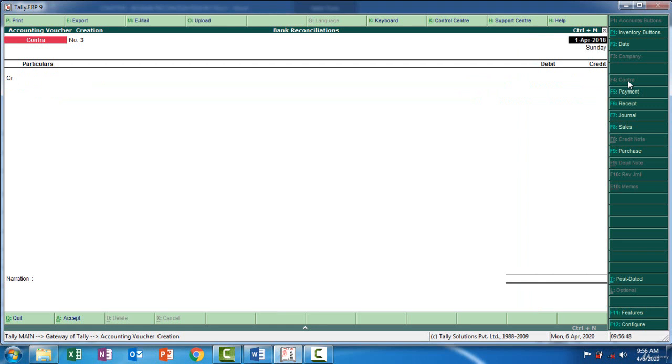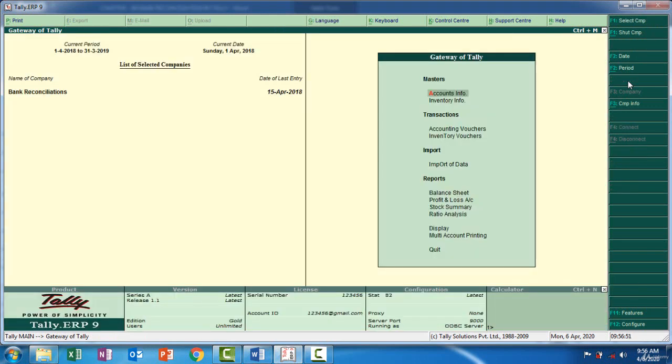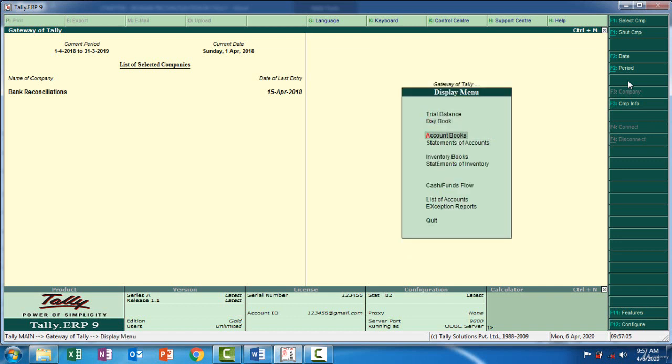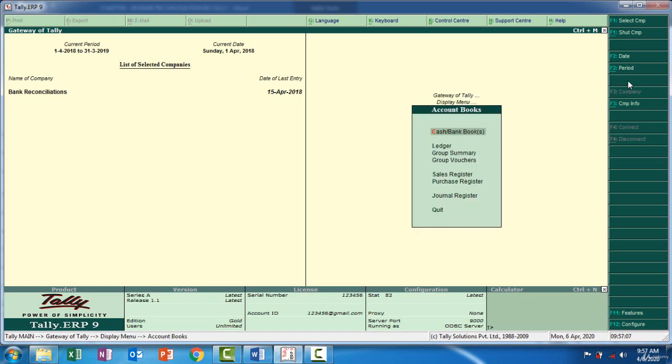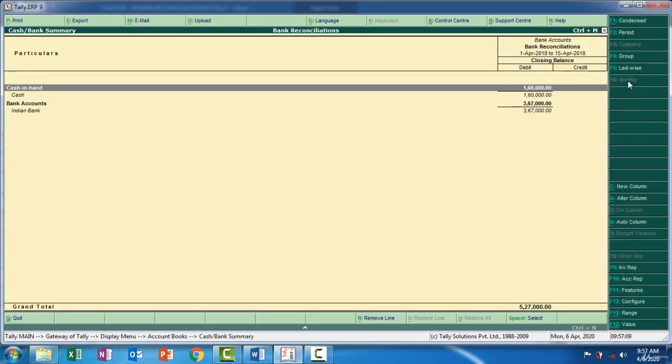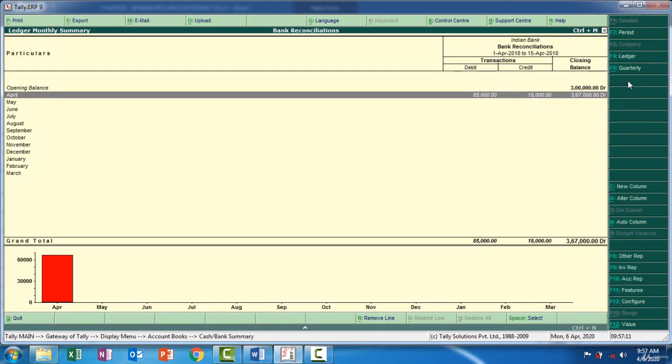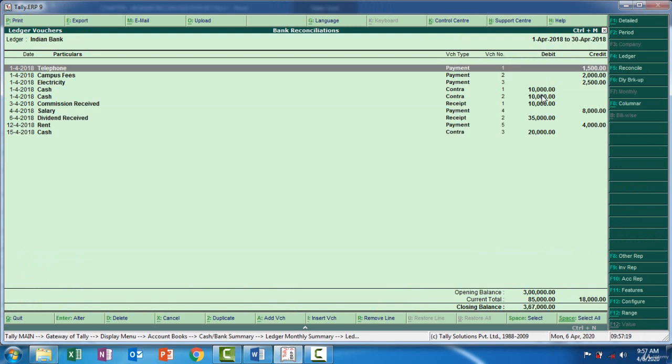So escape. Now we are going to look at the bank account balance. Go to the Gateway of Tally and Reports. Under the Display, click Account Books. Under the Account Books, Cash/Bank Books, and choose the Indian Bank. Now you can click the April statement. So now you can see that.